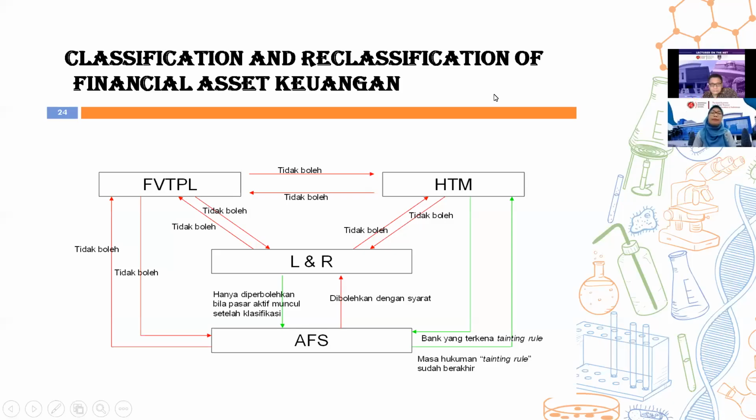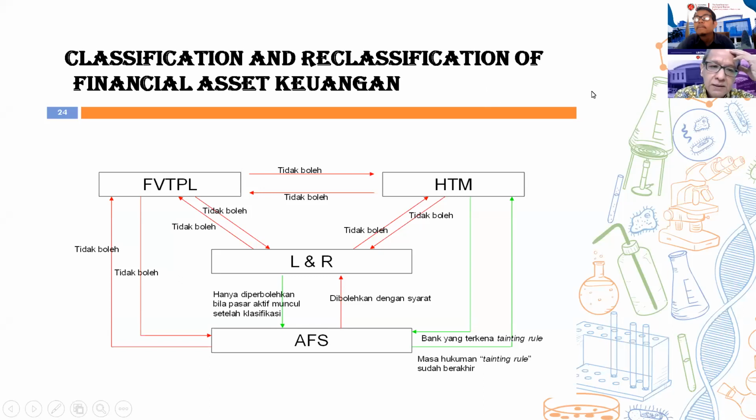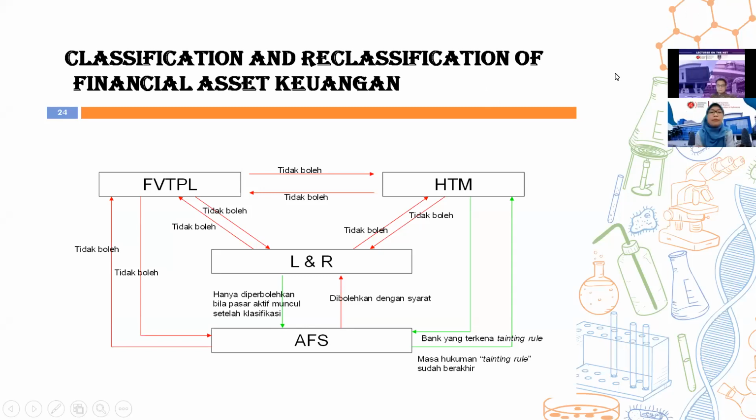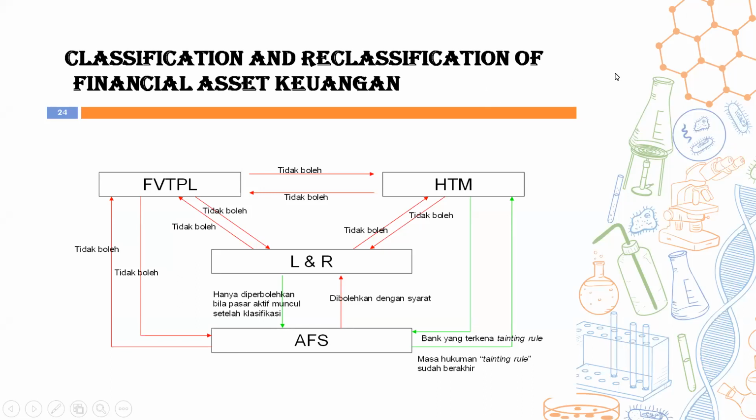push the regulator to make a regulation on that. Then the regulation scrutinize the accounting standard for a long time. Then after a long time of discussion, the financial asset is divided into three: for trading or marketable securities, for investment or held to maturity, then AFS, available for sale.